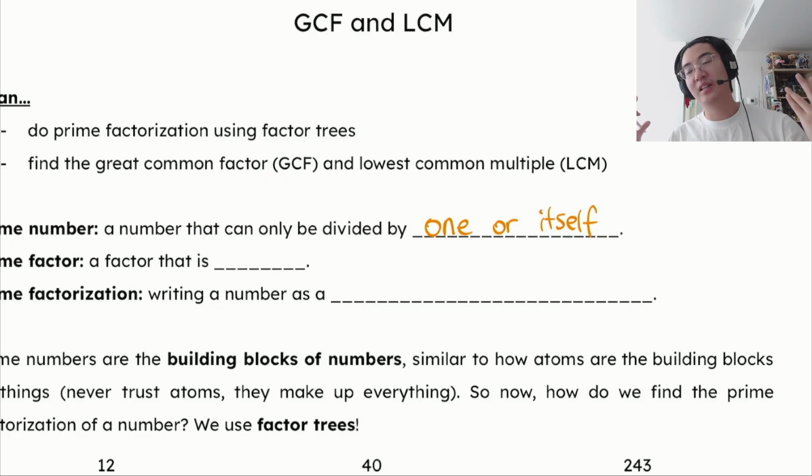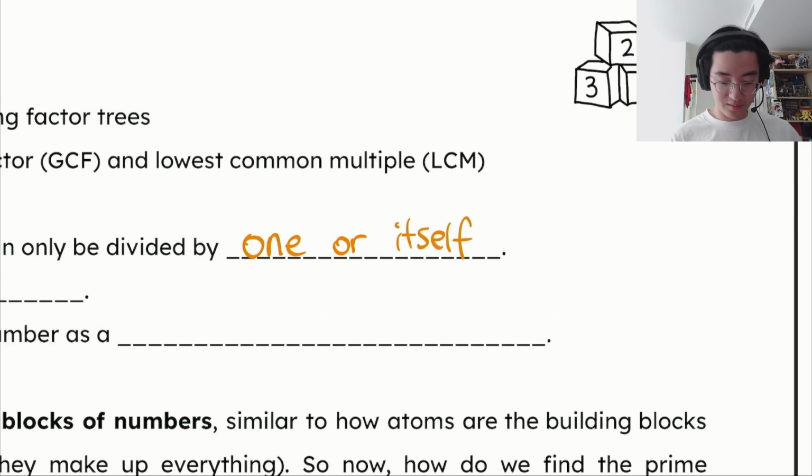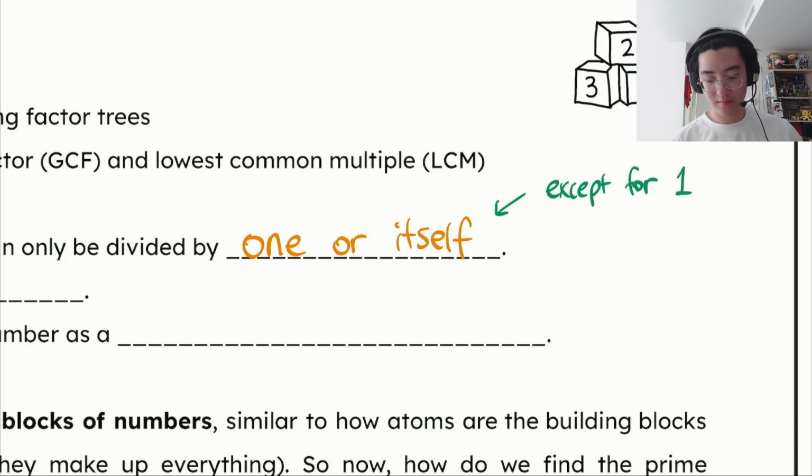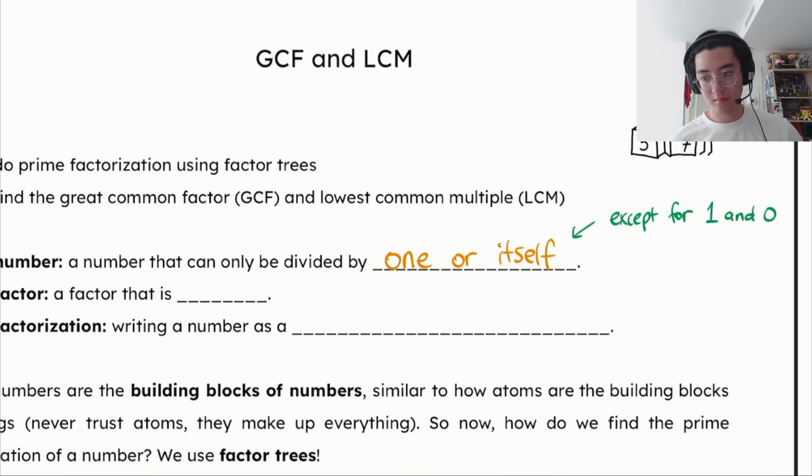So yes, if it's an odd number, chances are it might be prime, but you have to check. If you're curious, 1 and 0 are not prime numbers.